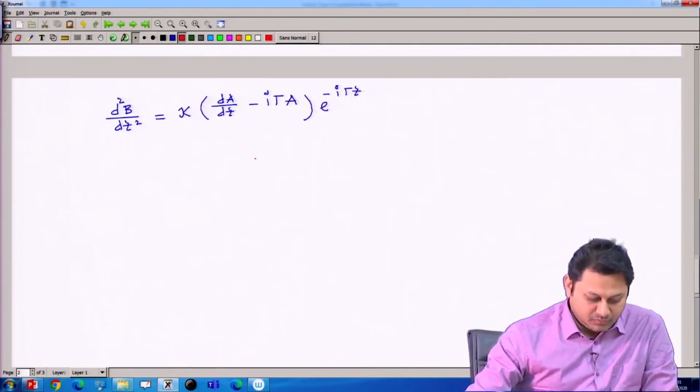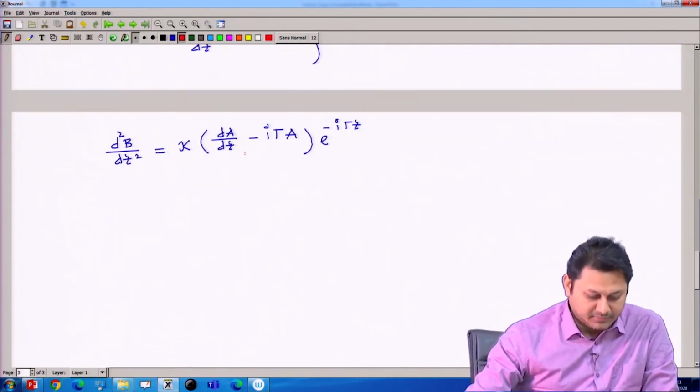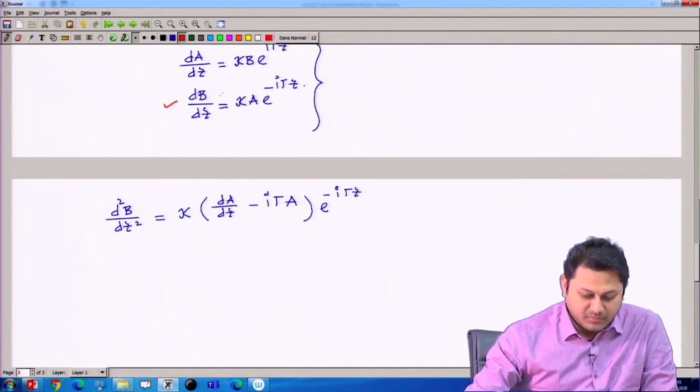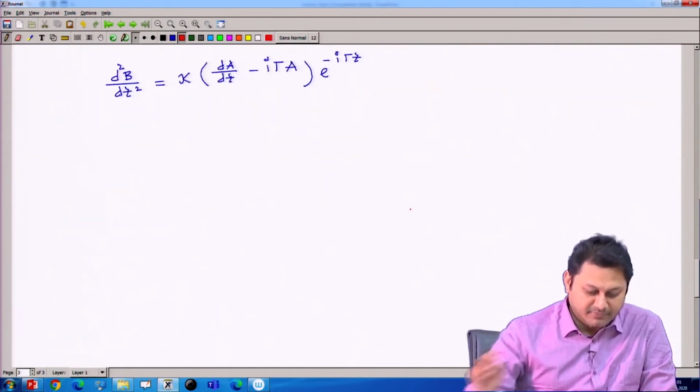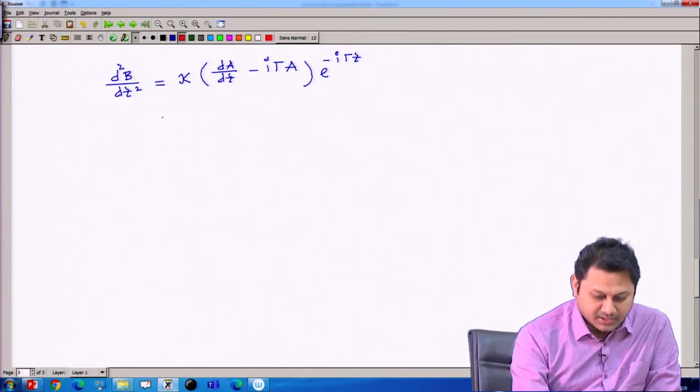Now, dA/dz I know, so I will just put all the values here. I will put dA/dz from here, and A I will again put from this equation, and I should have a differential equation for B only. So, I can decouple that.